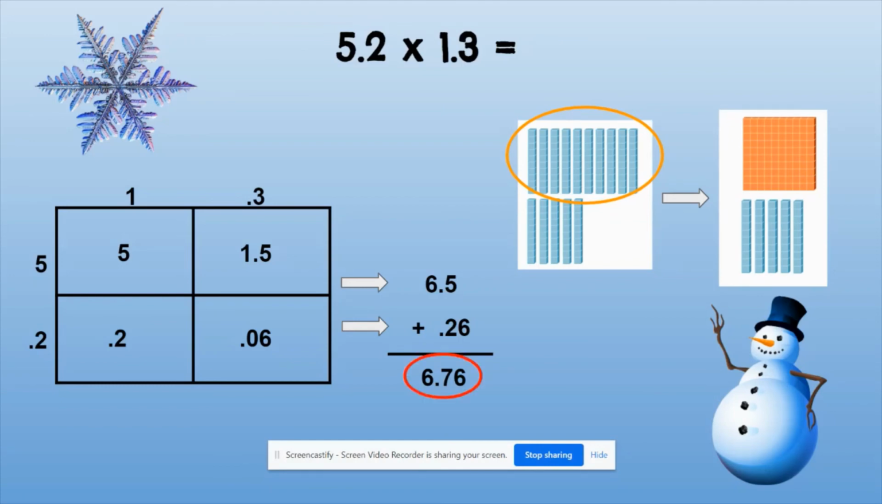When I add these together, I get 6 76/100ths. So my final answer, when I multiply each place value of one factor by each place value of the other factor, is 6 76/100ths.